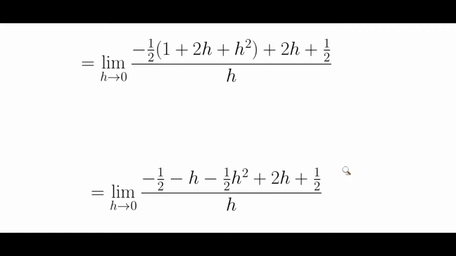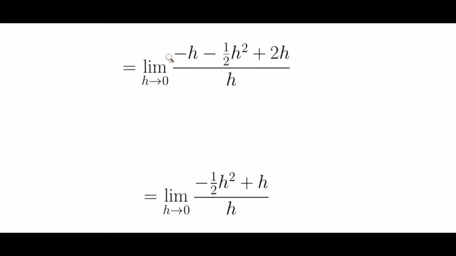If things don't cancel, probably some kind of mistake has been made, because our ultimate goal here is to get h out of the denominator. We can't plug in 0 for h when there's an h in the denominator like this, that's going to cause a divide by 0. So to get to this step right here, all I did was cancel the positive 1/2 and the negative 1/2. You'll notice that all these terms have an h in them.